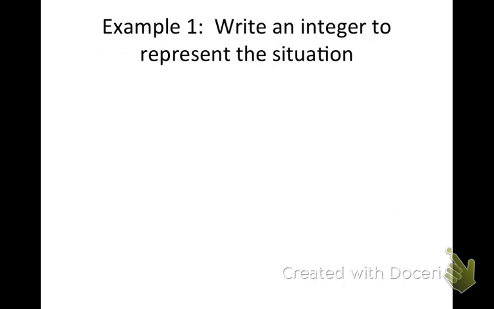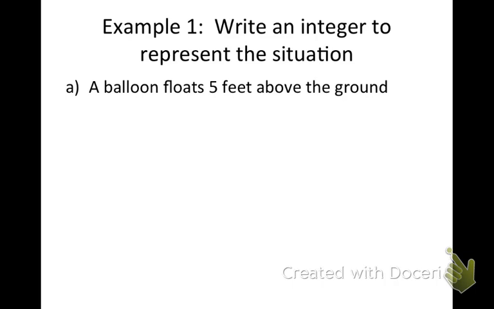Okay, so you're going to write this down in your notebook. Here's example 1. We want to write an integer to represent the situation. So copy that down. So our first situation is we have a balloon that floats 5 feet above the ground. So how can we write that as an integer? Is that a positive? Is that a negative? Well, we know it's not 0. And then our next one is an anchor is 15 feet underwater.